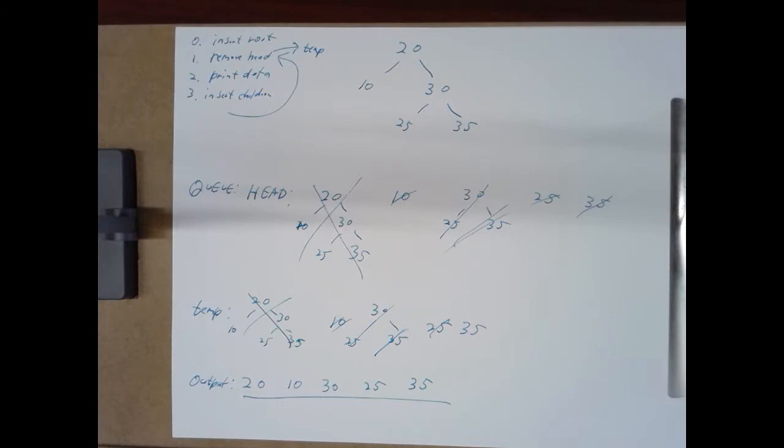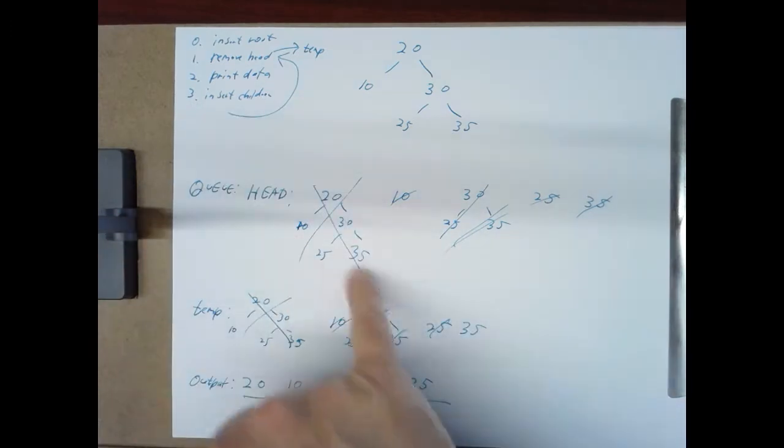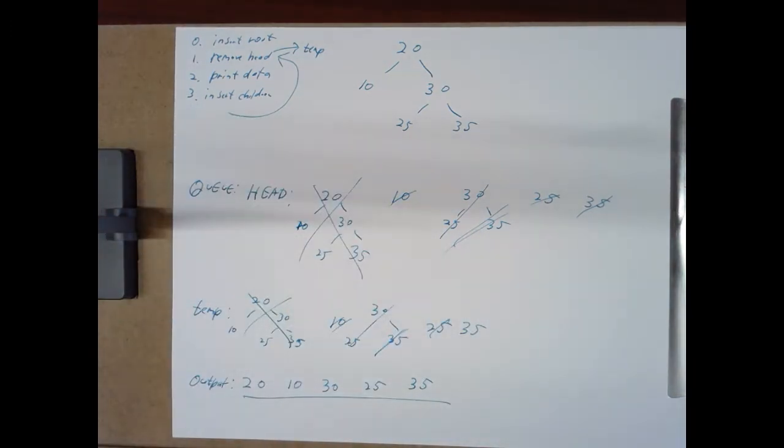Breadth first? No, this is a while loop, right? While queue is not empty, remove the head, print the data, insert the children. Recursion doesn't really work well for this because recursion is inherently stack-based, and a stack-based traversal is inherently depth first. So breadth first, we've got to kind of roll our own recursion, which isn't recursion at all.